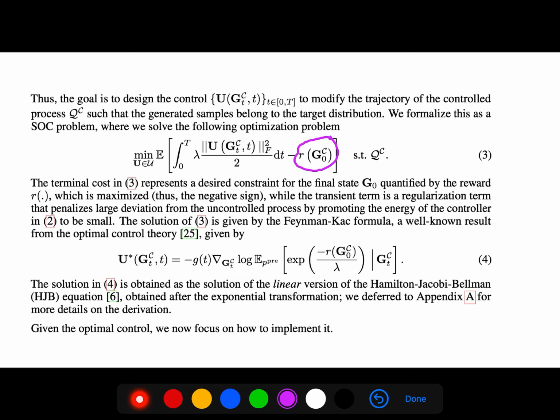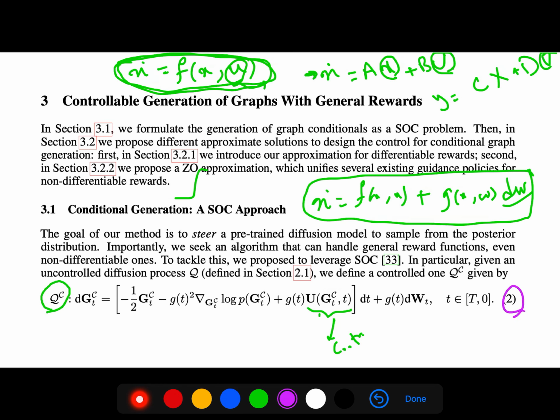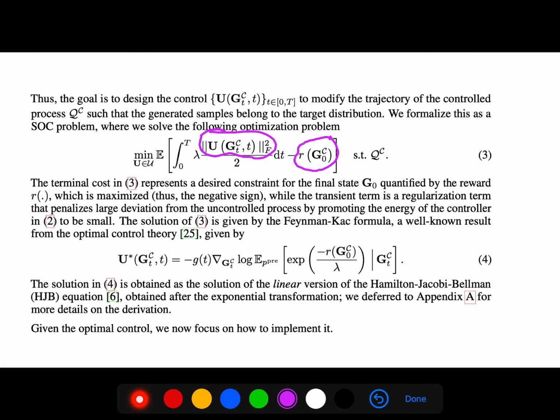Because this looks like the energy of an input, Frobenius norm. And now the second term is a regularization term that penalizes large deviation from the uncontrolled process by promoting low energy of the controller. In equation 2, we want the energy of the controller in this one to be small. So the solution of this equation 3 is just, we know it. We know from the Feynman-Kac formula that in optimal control, we just use the solution of that.